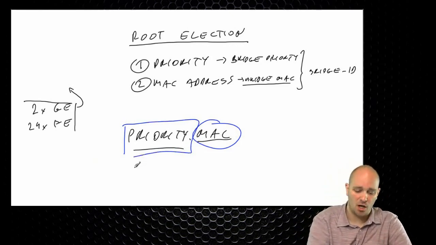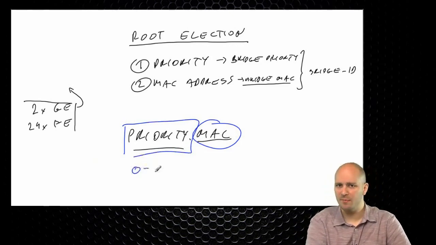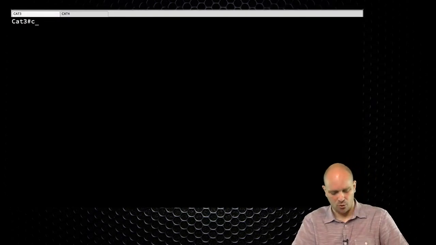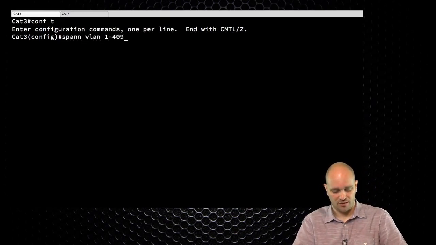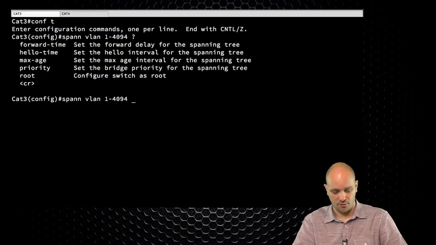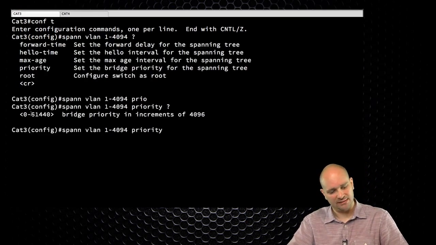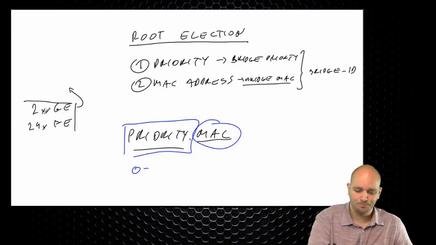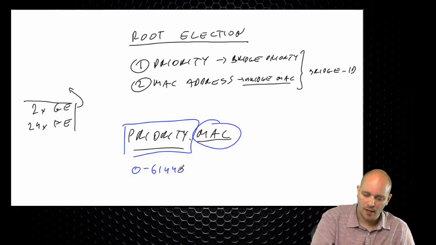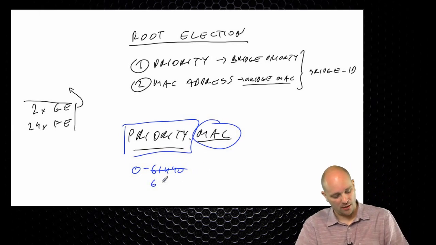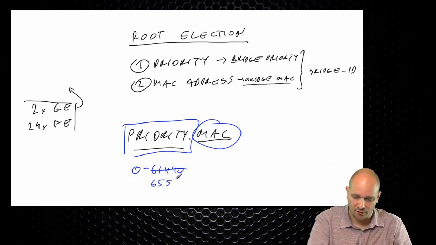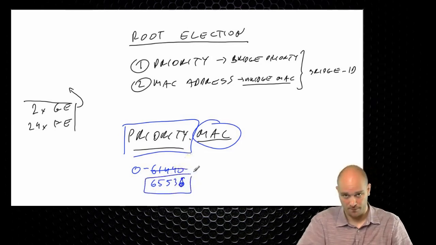The possible values are from 0 to, what is the maximum value? I don't remember. Let me take a look. I think it's 65,536, but not entirely sure. So I'm just going to say spanning-tree vlan 1-4094, question mark, priority, question mark. Well, it's 61,440, okay? But technically speaking, the maximum value is 65,536. But let me explain why you cannot actually enter this value.